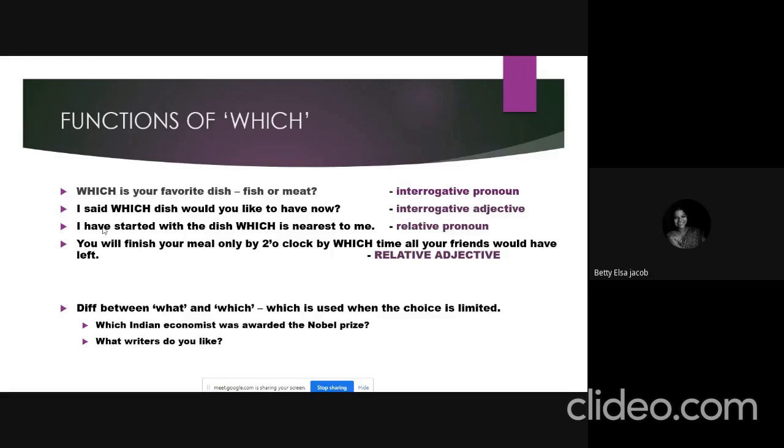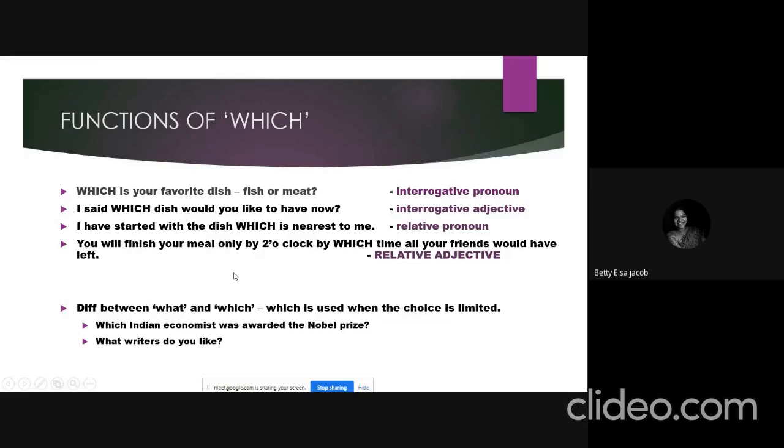Now it's not a question, so it's not interrogative, but it is relative because it connects two clauses. It connects two parts of the sentence, and it is a relative pronoun. And why is it a relative pronoun, not an adjective? Because which is not followed by a noun, so it replaces the noun dish. So it is a relative pronoun.